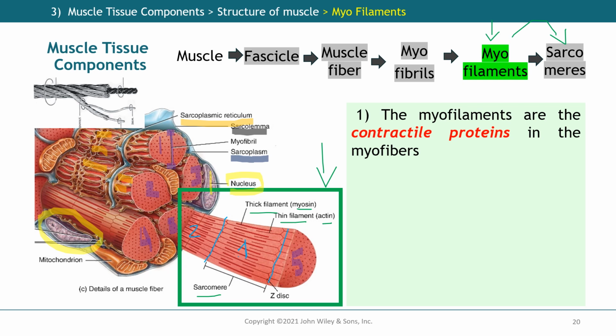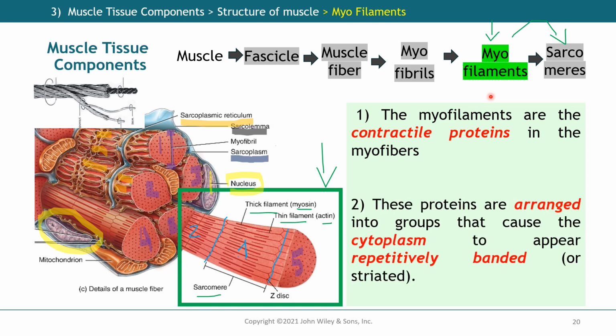Okay, so to recap, I told you that the myofilaments, this level of organization, are formed by contractile proteins that are in the myofibers, and those proteins are arranged into groups that cause the cytoplasm to appear repeatedly banded, and this is the reason why muscle cells are striated. So we're almost done. We are moving into the last section, the sarcomeres.